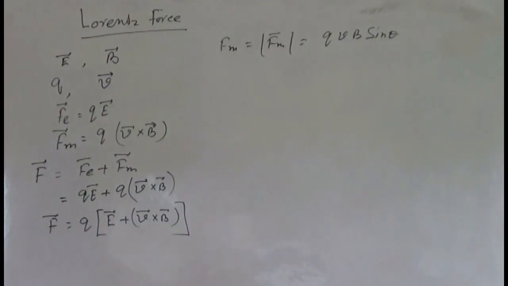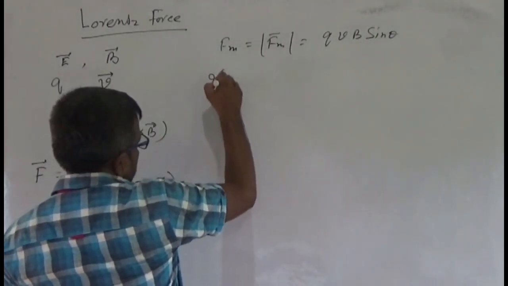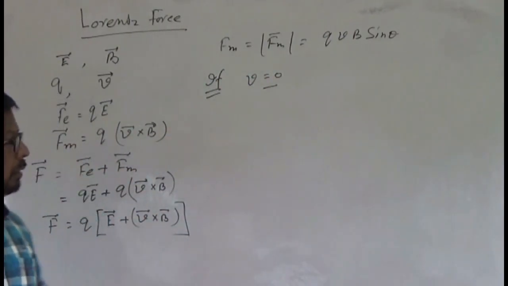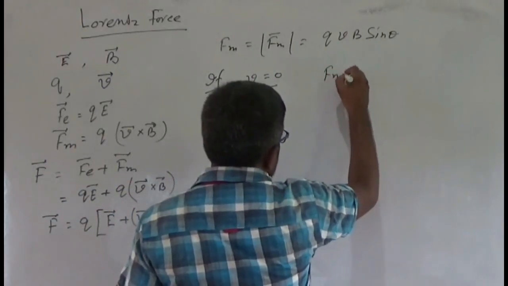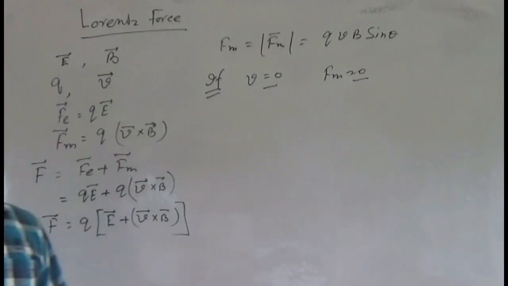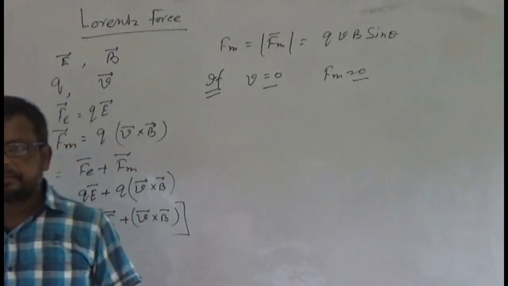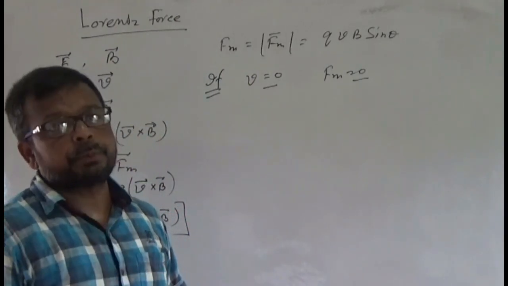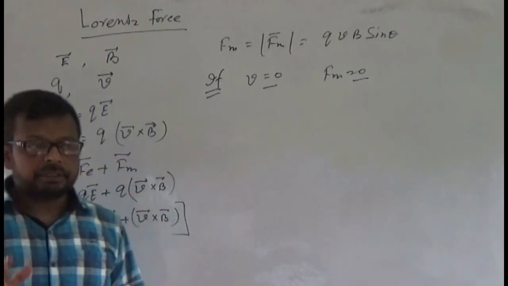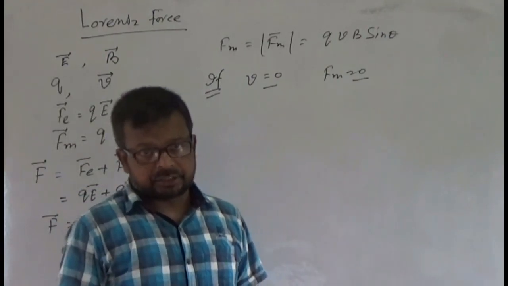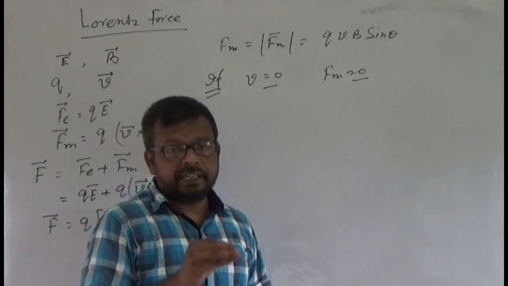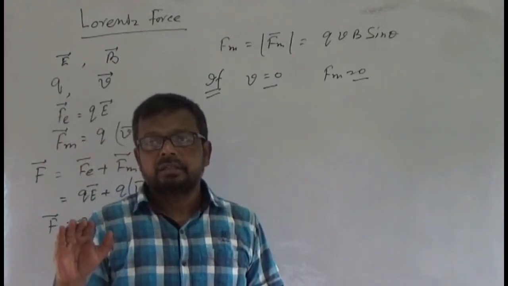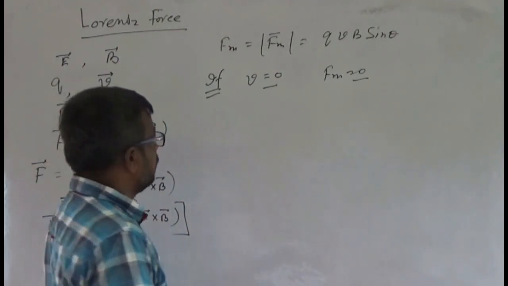Therefore, this Fm, if V is equal to 0, then what happens? If V is equal to 0, then Fm is 0. What does this mean? This means that a charged particle at rest does not experience a magnetic force. That means if a charged particle is at rest in a magnetic field of strength B, it will not experience a force, right? Number one.